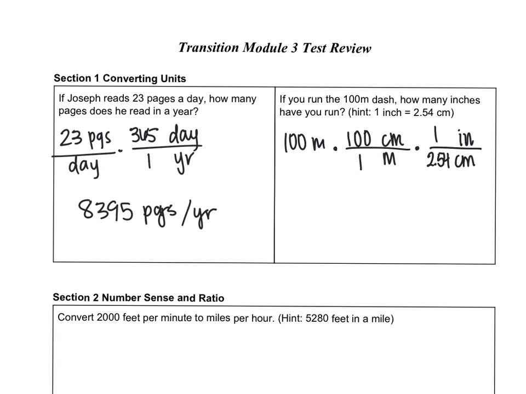So we do 100 times 100, and then we divide by 2.54, and we get 3,937.01 inches.